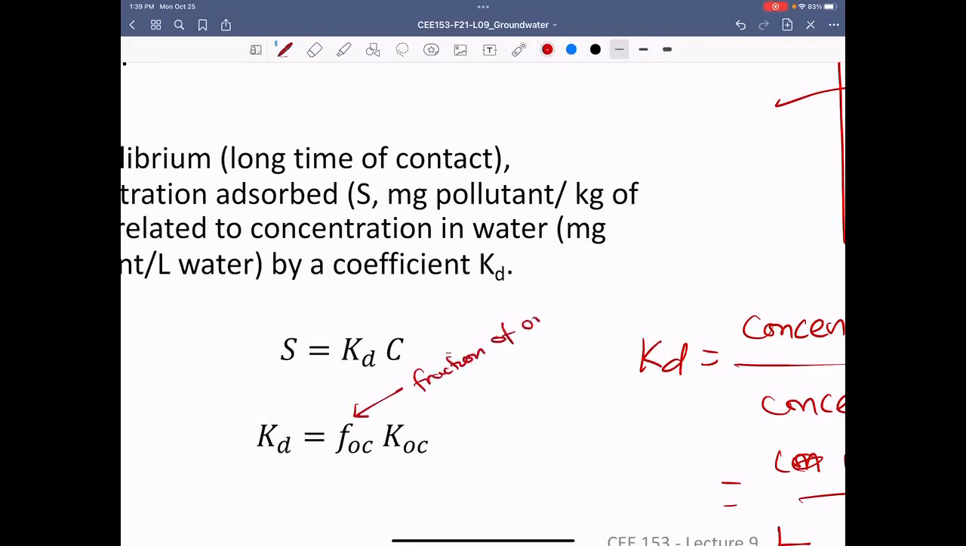fraction of organic carbon in soil. The reason we make that assumption is that some of the pollutants only bind with organic carbon, not the clay, not the other things that you see. So you only account for that. And this KOC is basically the affinity of the pollutant for organic carbon.